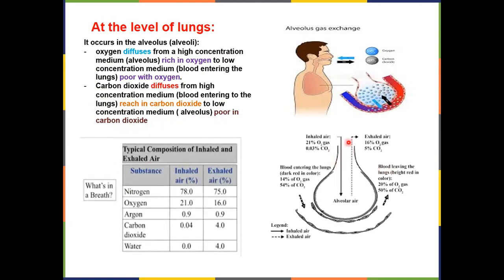This is an overall figure that shows the blood entering the lungs and leaving the lungs and the air inhaled and exhaled, and the composition of different gases. For example, here the argon doesn't intervene in the respiration. Okay, water: the exhaled air becomes rich with water vapor.